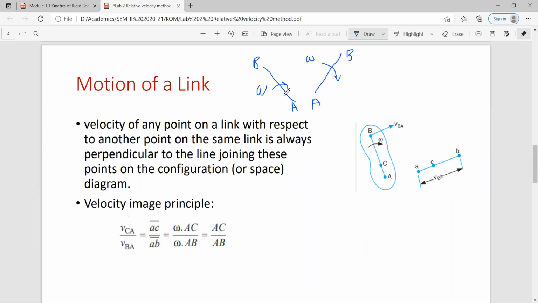Okay, so looking at these two positions, can you say that some sort of motion took place between point A and point B? Yes or no? Yes, you can see, it is the next position, A dash and B dash.